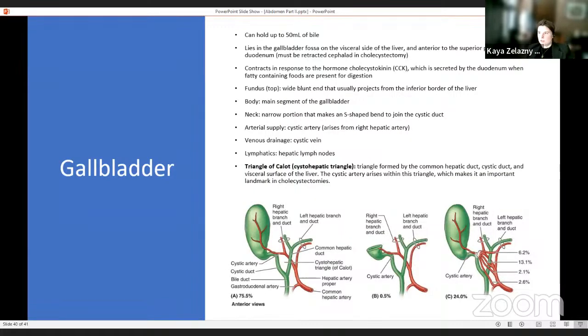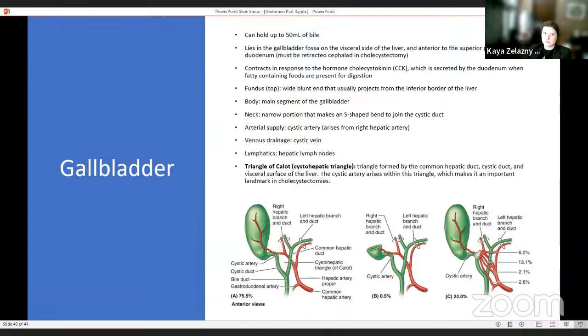So in terms of the function of the gallbladder, it can hold up to 50 milliliters of bile and sits on the visceral surface of the liver, snuggled in its own little fossa. And it is anterior to the superior part of the duodenum. It's contracting in response to the hormone CCK. That hormone CCK gets secreted by the duodenum when it senses fatty foods. That makes the gallbladder contract, sending bile out through the cystic duct, out through the common bile duct, and ultimately into the duodenum itself.